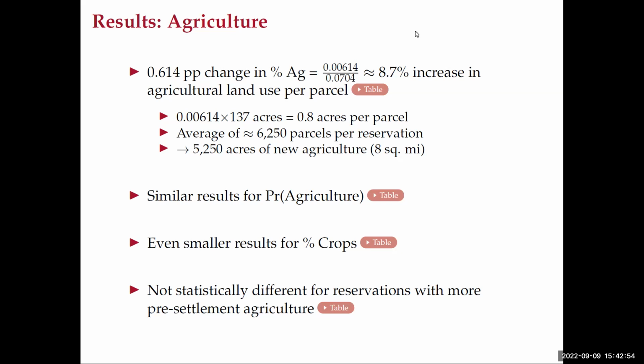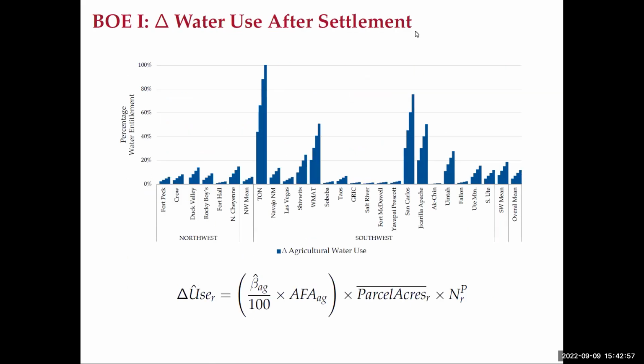And so I've gone long, but for the last 2 minutes here, I'll show you this. We do a quick calculation where we assume each acre uses anywhere from 2 to 5 acre feet of water per acre. So 5 is kind of on the high end of what you need for irrigated agriculture in the West. 2 is kind of on the low end, and that's for each reservation. So the low bar is 2 acre feet, high bar is 5 acre feet. This is how much water use changed as a percentage of the total water right entitlement that the tribe received, right, post-settlement.